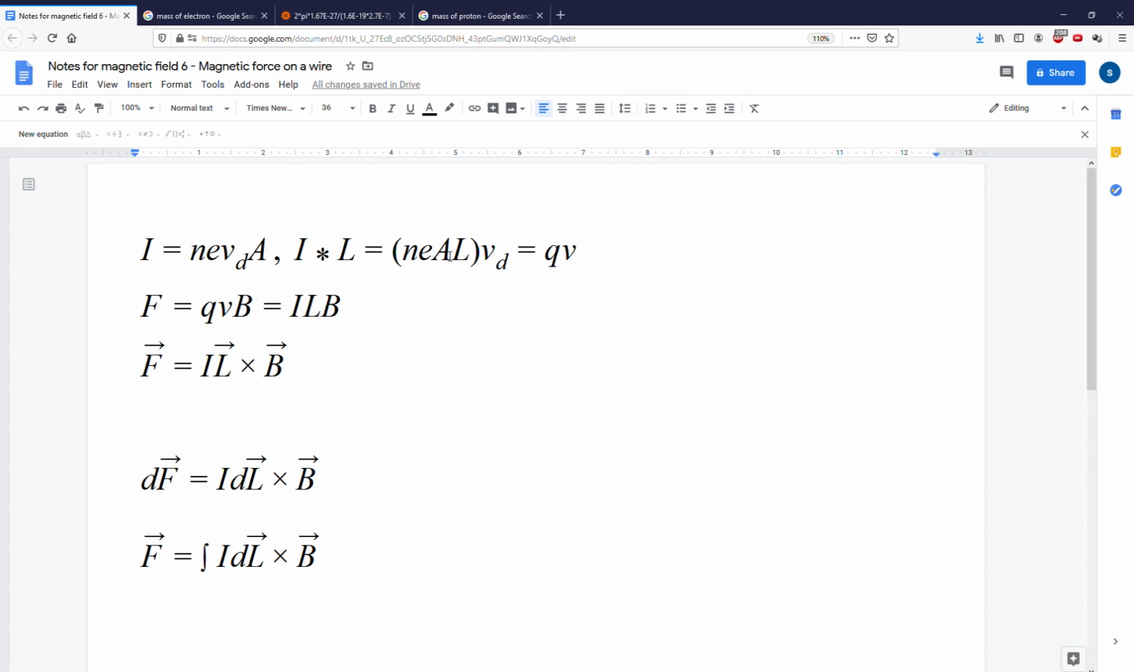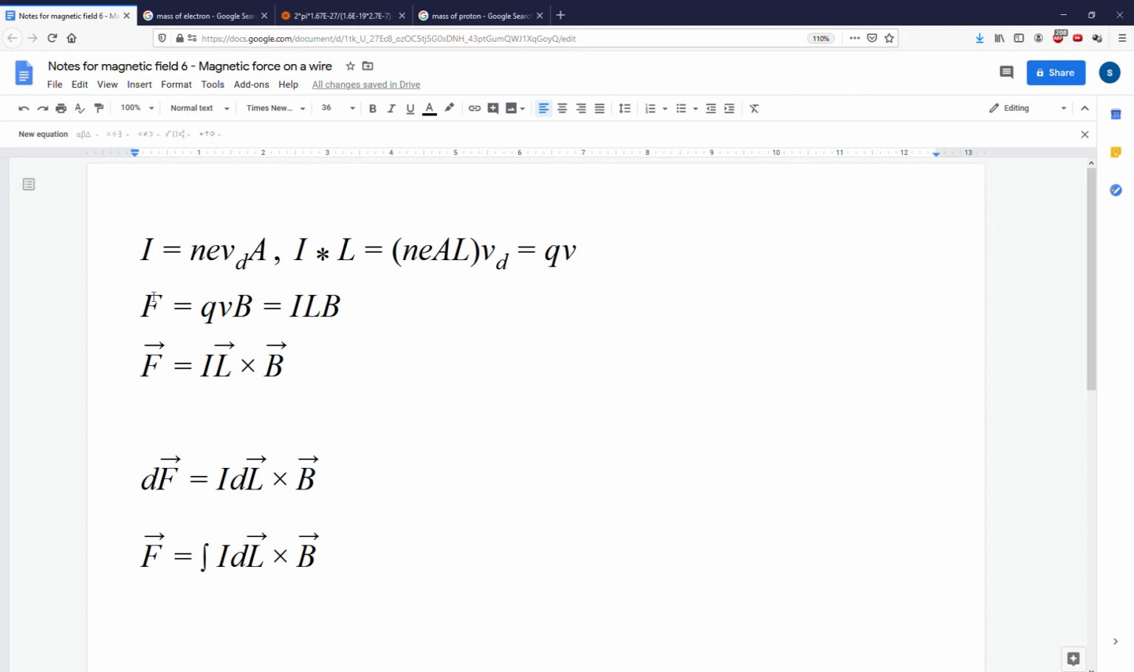Now since N is the number density of electrons, and e is the charge of an electron, and cross-sectional area times length is equal to volume, volume times number density is equal to number of electrons times the charge of a single electron, which gives you the total charge in that segment. So I times L is equal to Q times v.